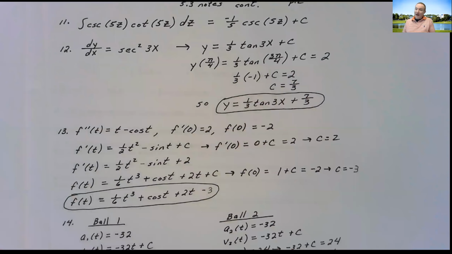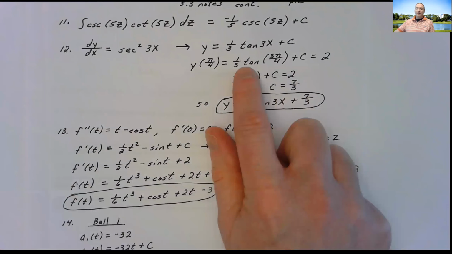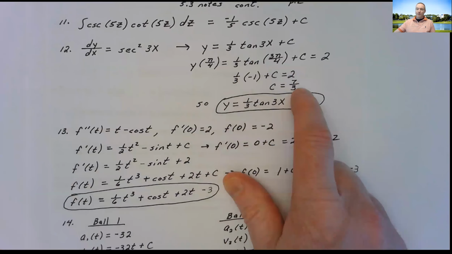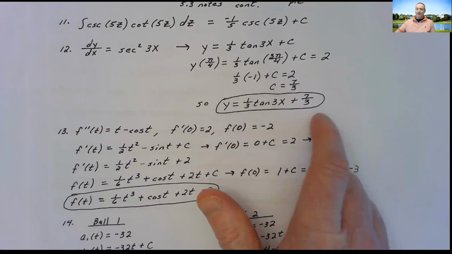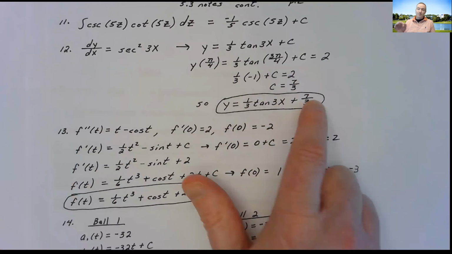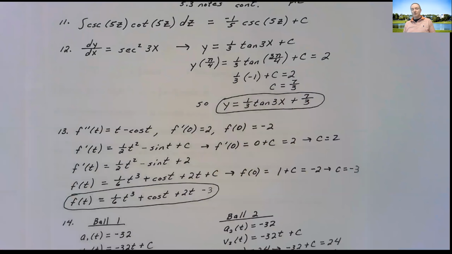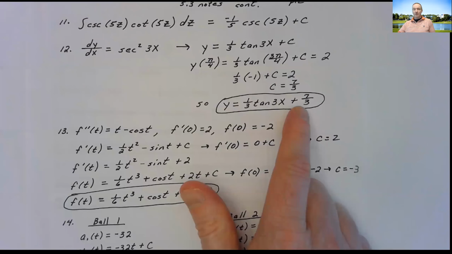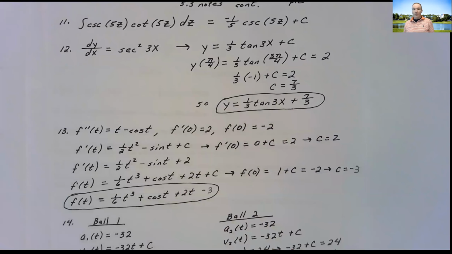So then my answer, I already knew that the variable part of the answer was 1/3 tangent of 3x. Now I've been able to solve, given the original condition, that c has to be 7/3. So I have a very specific answer for my original, as opposed to the general answer with the c in there. So 1/3 tangent of 3x plus 7/3. Gorgeous.